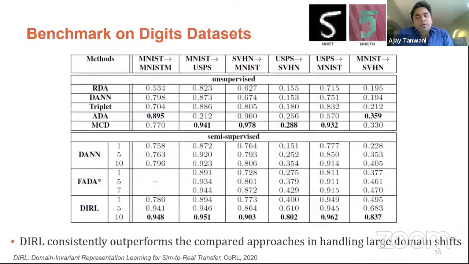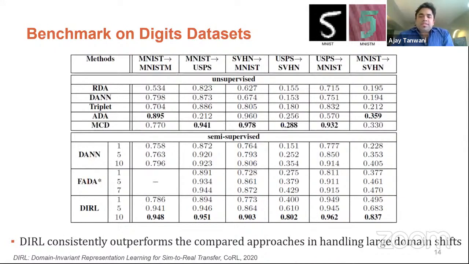Let's first benchmark the performance of DIRL on digits datasets, that is MNIST, MNIST-M, SVHN, and USPS. In these source to target configurations, we train the model on labeled source and unlabeled target data and evaluate the results on a held out target set. We compare the performance with reconstruction-based domain adaptation approaches, DAN, which aligns the marginal distribution across domains, triplet loss, associative domain adaptation, and MCD, and a few-shot domain adaptation and DAN for the semi-supervised scenario.